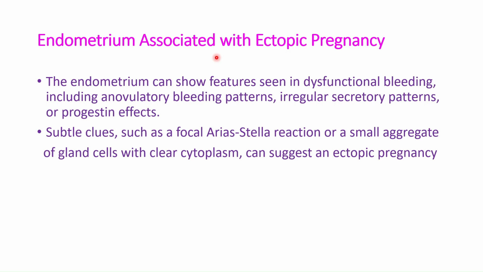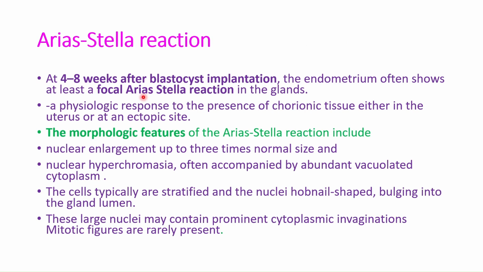Now, whenever there is ectopic pregnancy, the endometrium responds to the effect of hormone and it shows features like those seen in dysfunctional bleeding, including anovulatory bleeding patterns, irregular secretory patterns, or progestin effects. A focal area of Arias-Stella reaction or small aggregates of gland cells with clear cytoplasm can suggest an ectopic pregnancy. So what is Arias-Stella reaction?